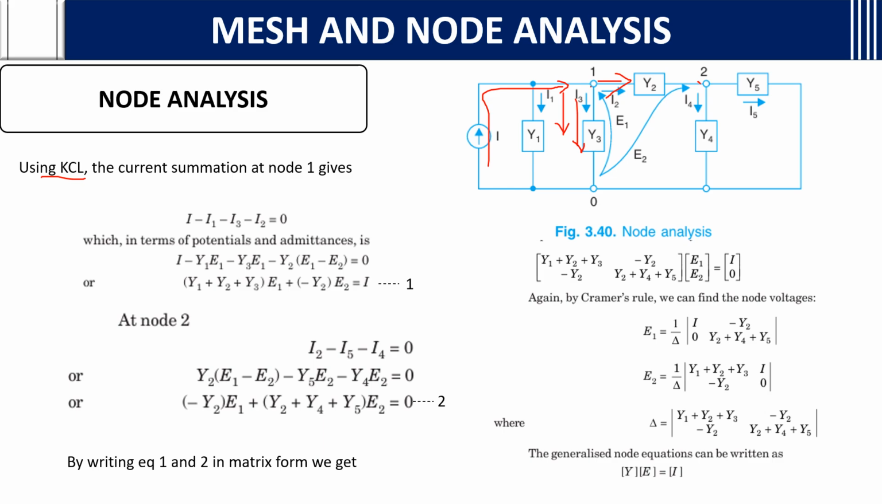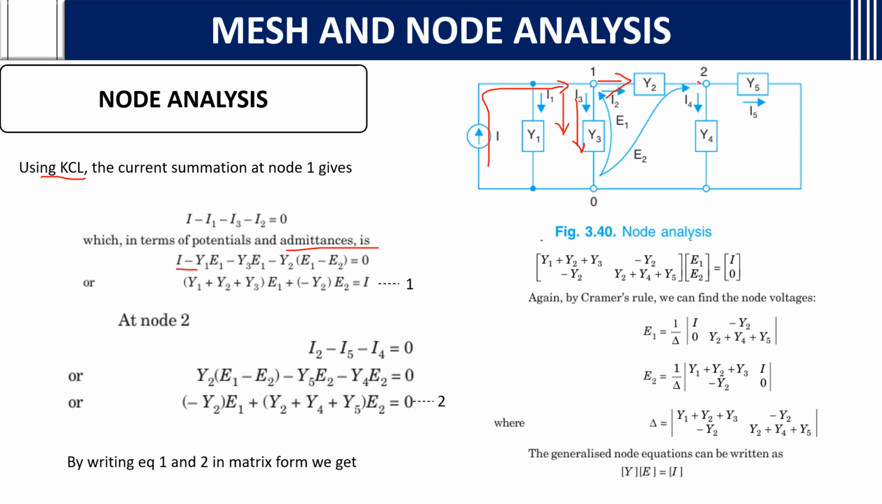Which in terms of potentials and admittances. Admittance is nothing but Y, and impedance is the inverse. The inverse of the impedance is admittance, nothing but the inverse of the resistance is the admittance.